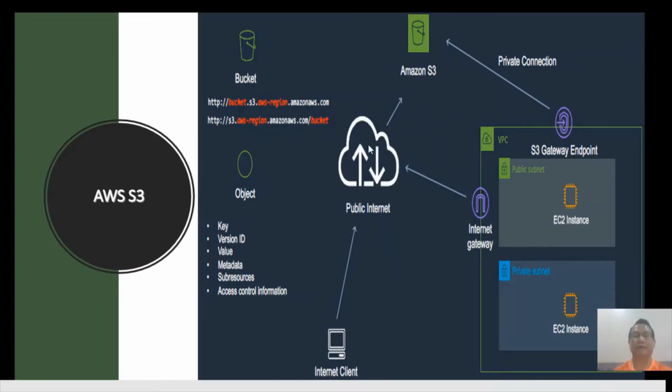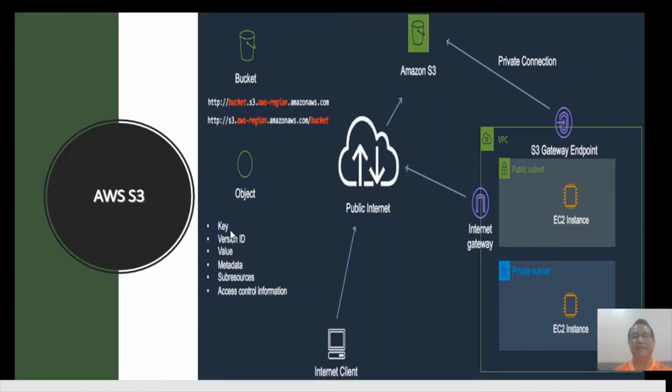Now, how do you access the S3 bucket? We access the S3 bucket by using a URL. Every object inside the S3 bucket will have a URL, so we'll be accessing the object via the URL. We'll see that. We create an Amazon S3 bucket and we put objects into it.